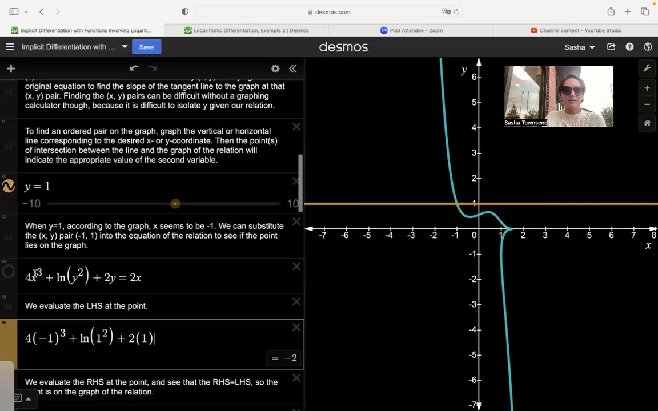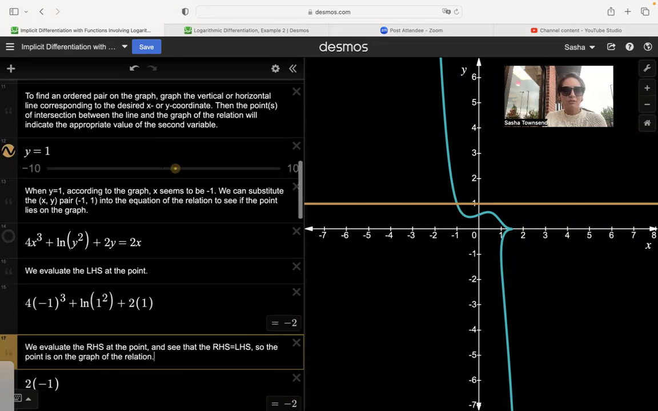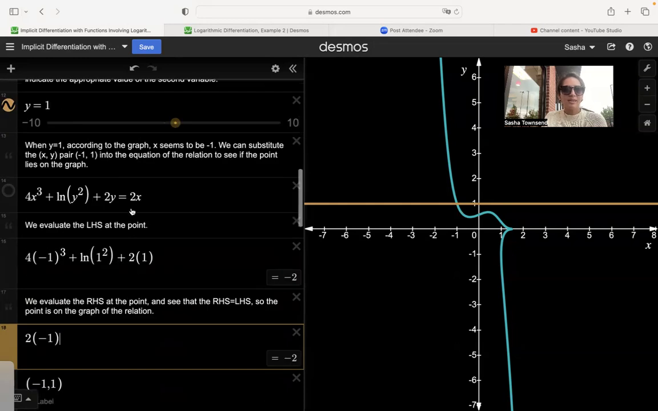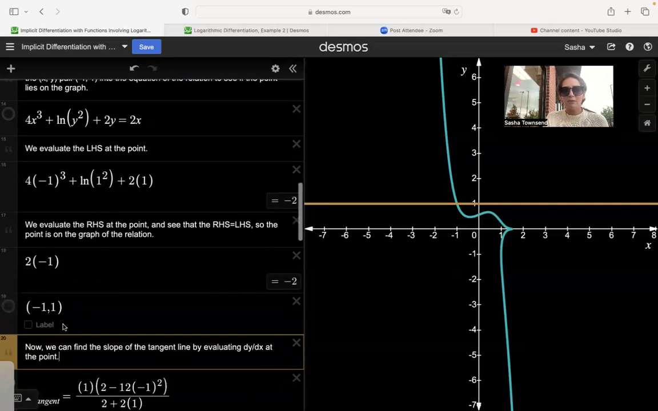And that's this relation. Basically what I'm doing is substituting x equals -1, y equals 1 into the left-hand side and the right-hand side, and then seeing if they're equal. If they are equal, then we know that x equals -1, y equals 1 is on the graph of the original function. So when I evaluate the left-hand side at x equals -1, y equals 1, I get -2. When I evaluate the right-hand side at x equals -1, there are no y's on the right-hand side, so we just end up with 2 times that x value, which is -2. So the left-hand side and right-hand side are equal at that ordered pair. So that point is on our graph, and we can graph it.